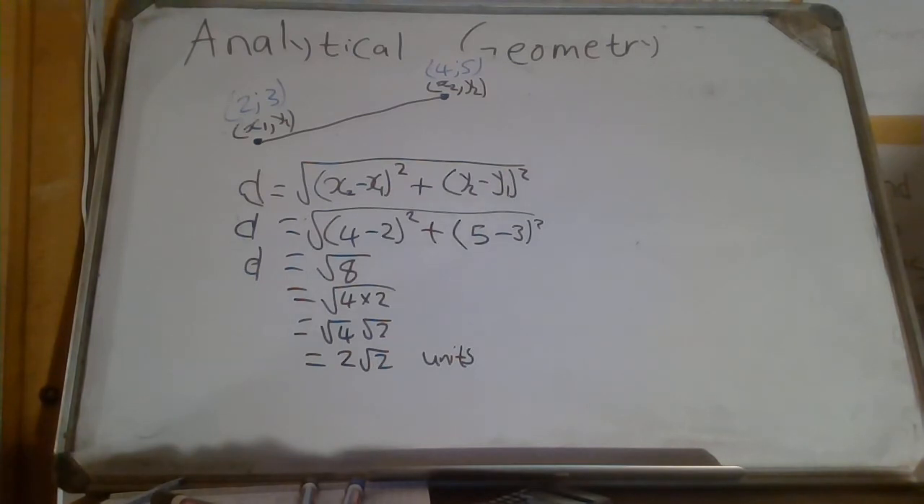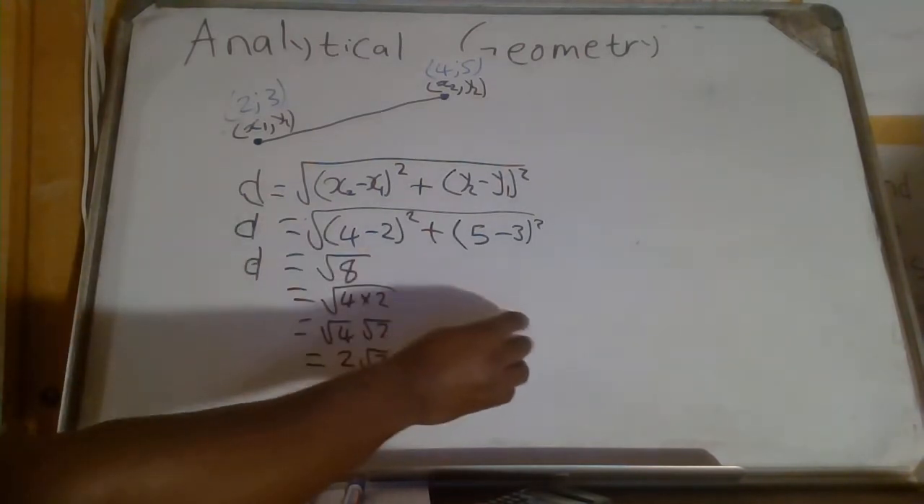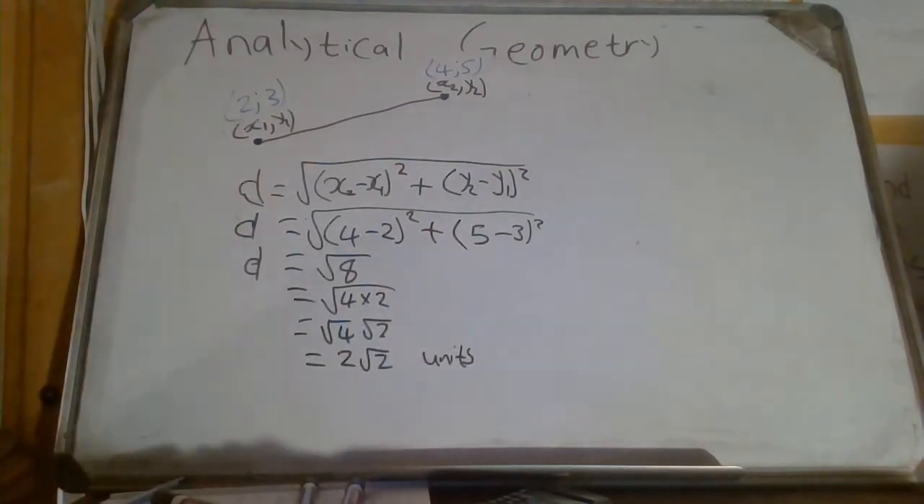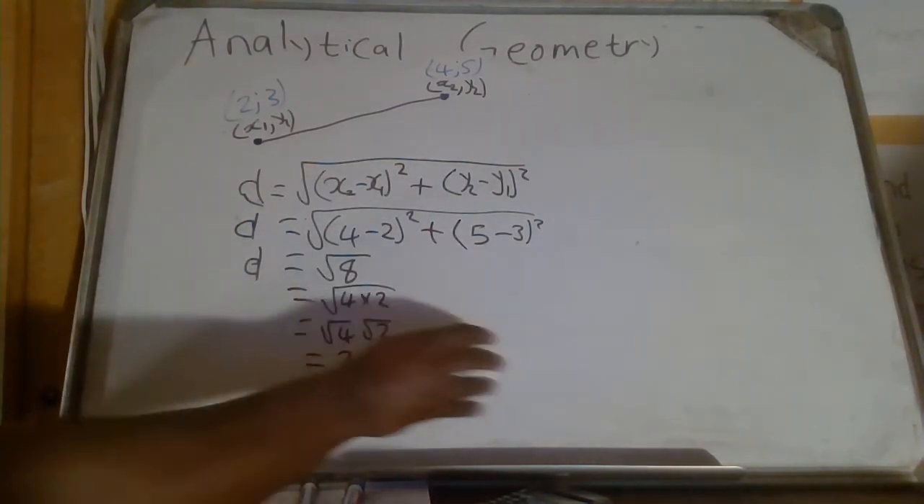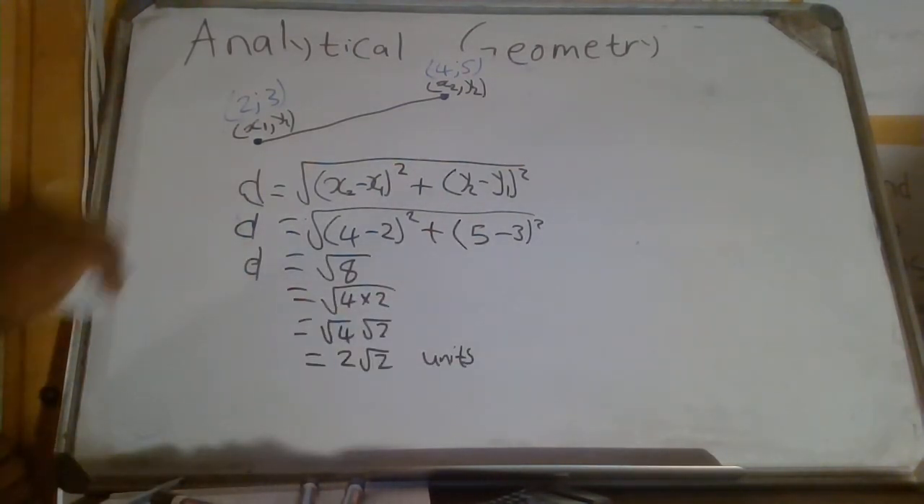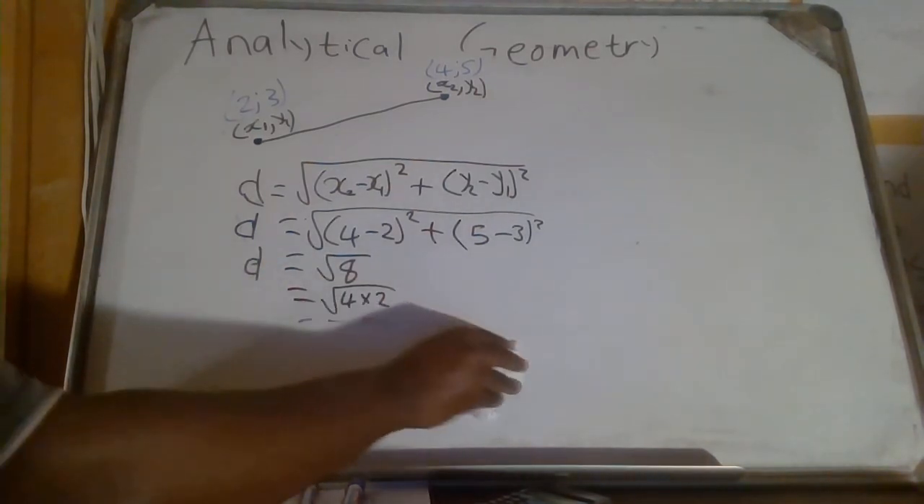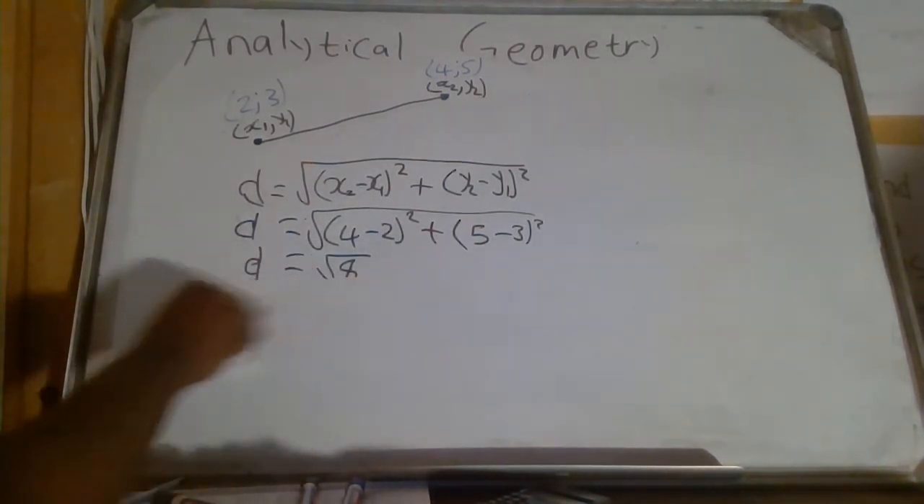But now let's say they said to you, leave your answer in decimal form. If they said so, what will you do in that particular case? I hope you've written this down, or you can just rewind a little bit to write it. I'm going to wipe it off now for what I want to explain.